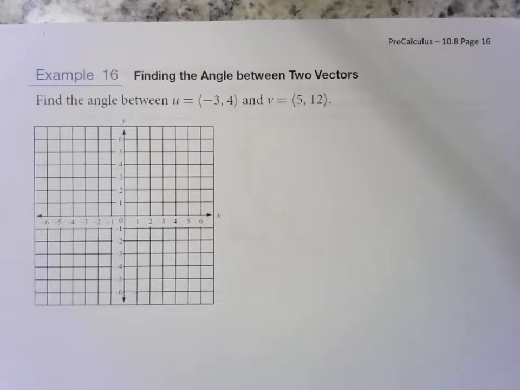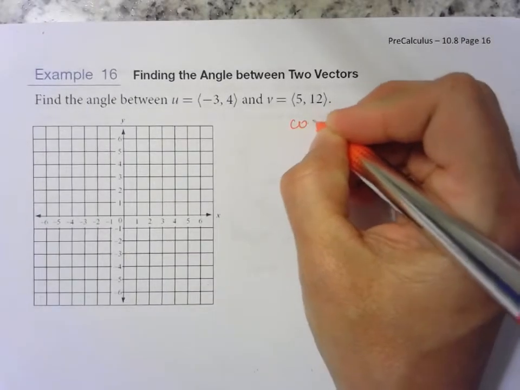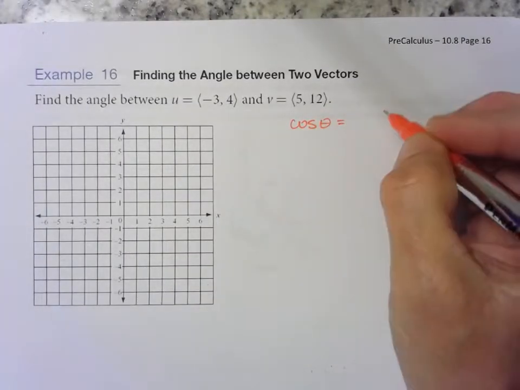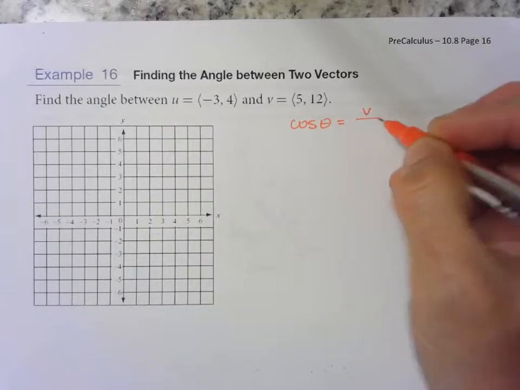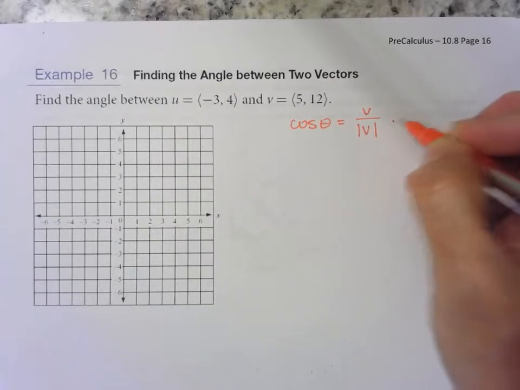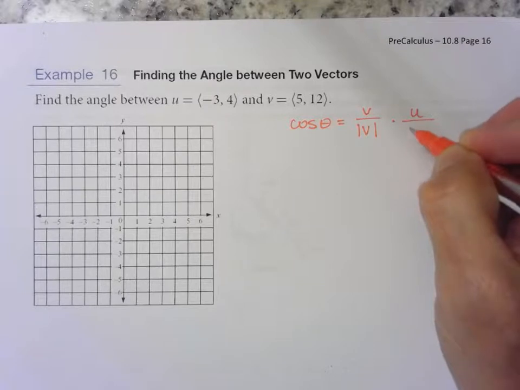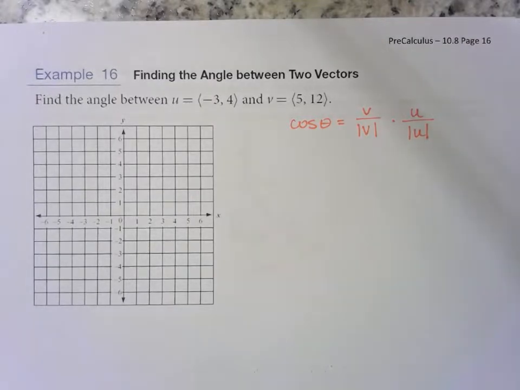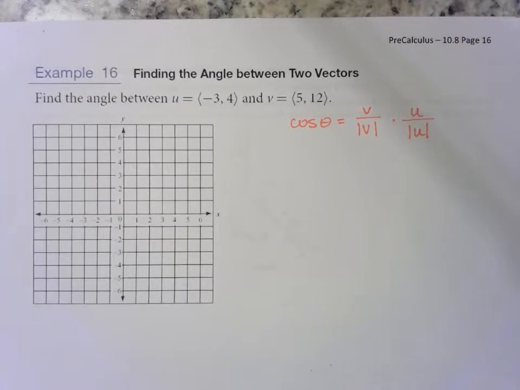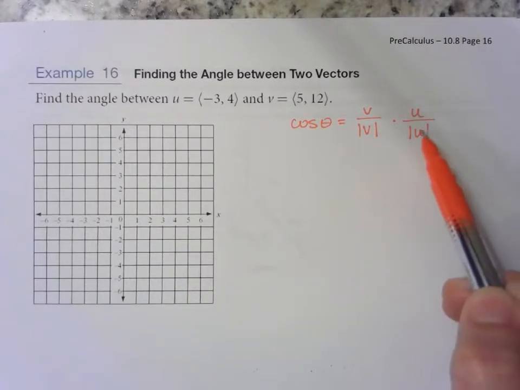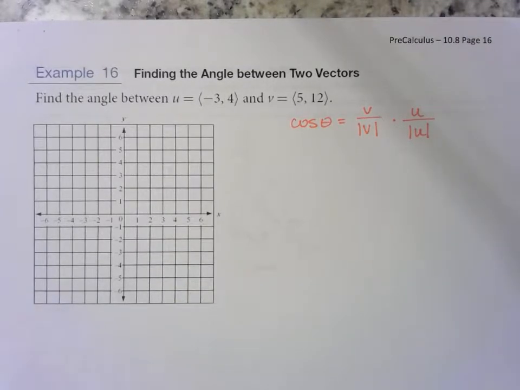Find the angle between the two vectors u and v. Well, remember, to find the angle between them, you have to find the dot product. So we're given the u, we're given the v. The first thing we need to do is figure out the magnitude of u and the magnitude of v.